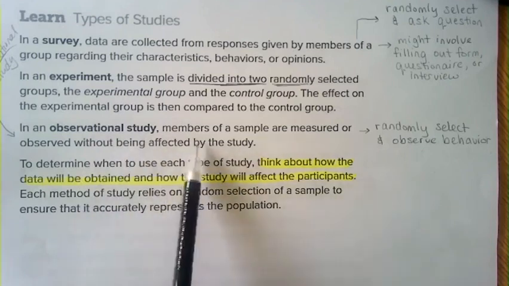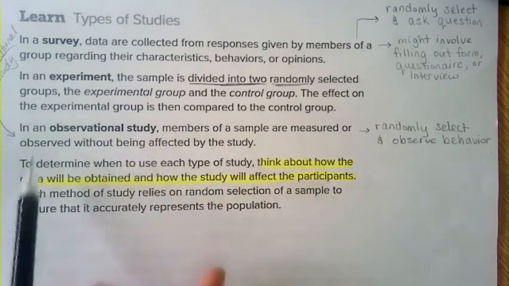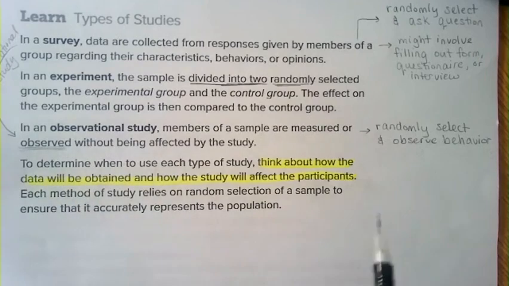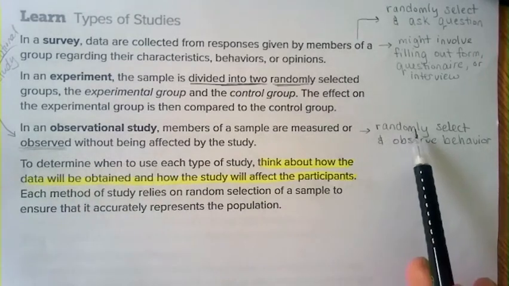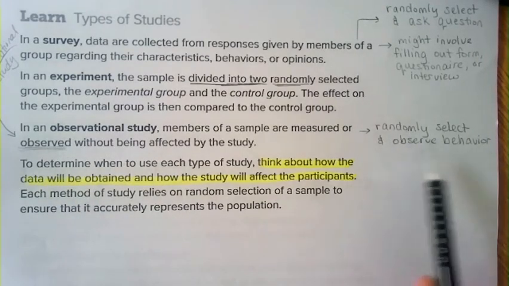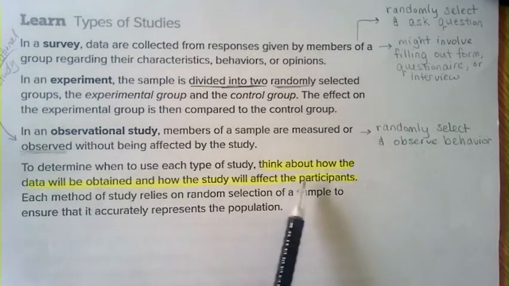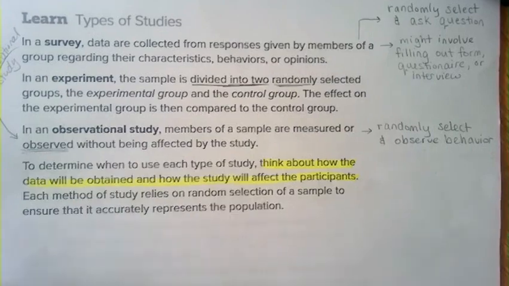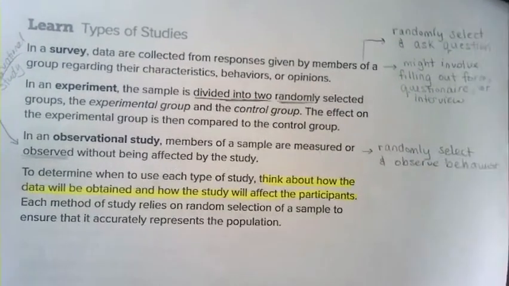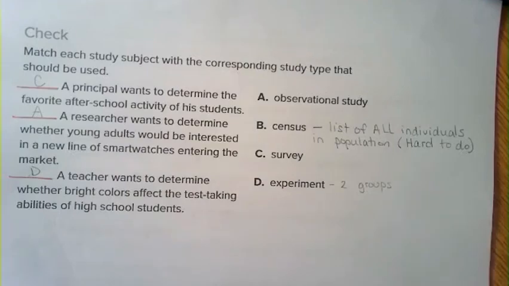Observational study. This is where you get to observe people. So there's your key word for observe. So you want to make sure again that you're randomly selecting those people and then you observe that behavior. So to determine when to use each type of study, think about the data that will be obtained and how that study will affect those participants. All right.